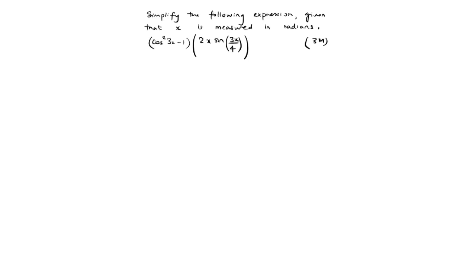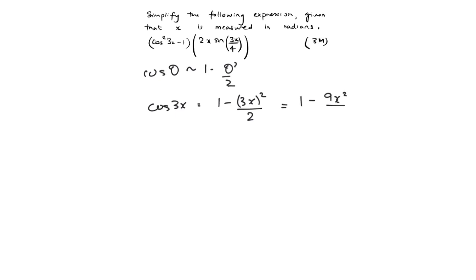So now we know that for cos theta, the approximation is 1 minus theta squared over 2. Now, if we apply that to cos 3x, it will become 1 minus 3x squared. Don't forget to square the 3 here, so over 2, and that turns into 1 minus 9x squared over 2.